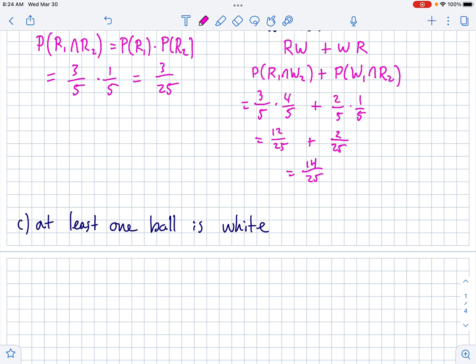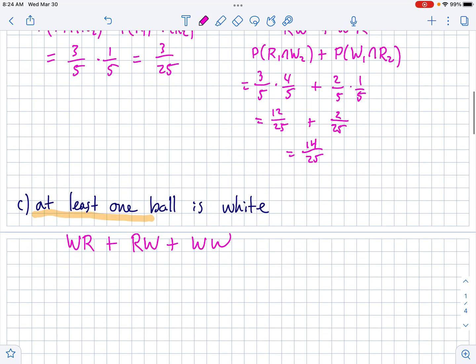The last question we're going to answer: what's the probability that at least one ball is white? At least one ball white could be 1 white ball or 2 white balls. So there are actually 3 situations. You can do white then red, plus red then white, plus white white.